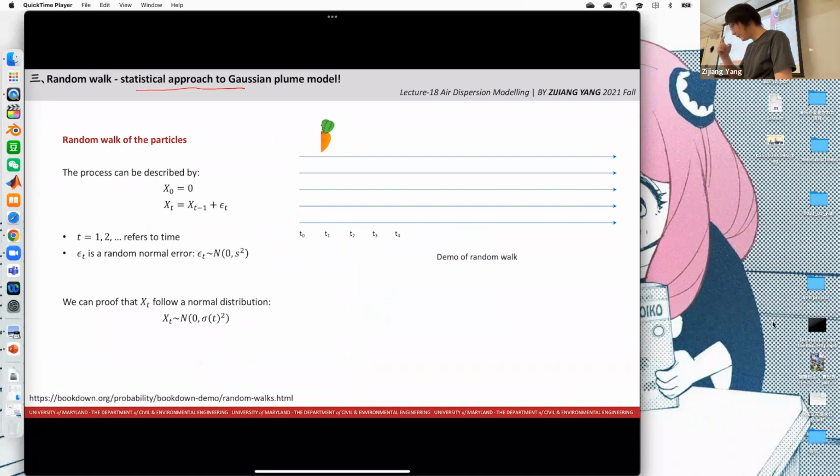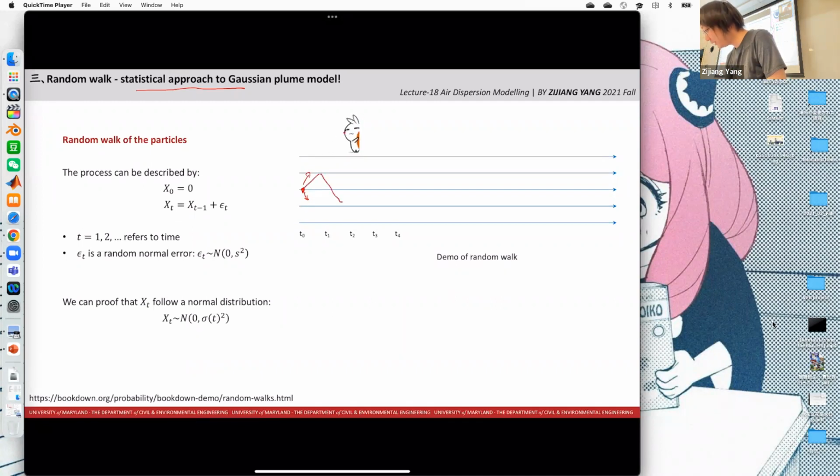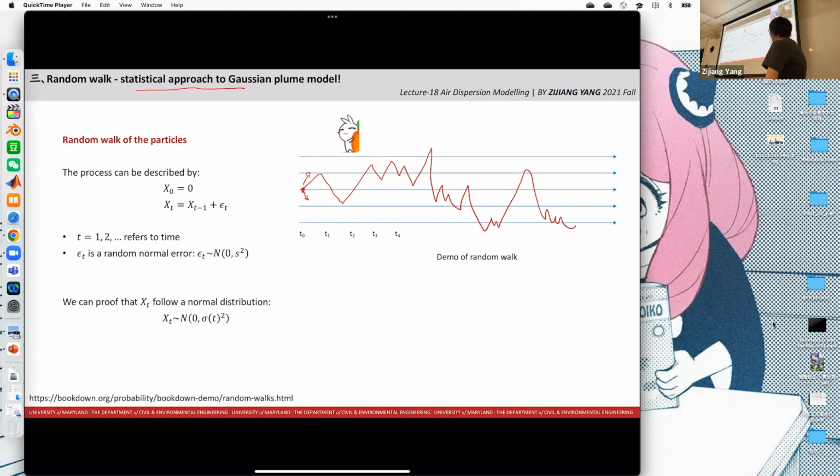In this case, let's suppose I also have a particle here at T0. Because of the turbulence in the air, we know that it may go up or it may go down, and it may go up and down at different speeds. So maybe at T1 it comes to here, at T2 it comes here, T3 it's here. So it will be something like this. And if we have a lot of particles, that should also be something like this.